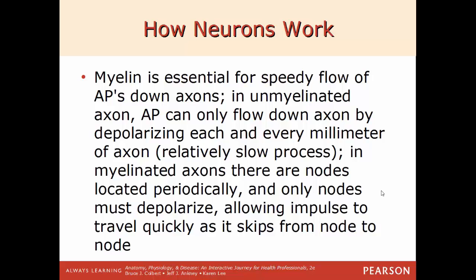In an unmyelinated axon, the action potential can only flow down an axon by depolarizing each and every millimeter of an axon. So you have to cover the entire length of the axon for the information to reach the very, very end of it. Which is still a fast process, but by comparing it to a myelinated axon, relatively slow. In myelinated axons, there are sections called nodes that are located periodically, and only the nodes must depolarize. So what you get is the impulse jumping from node to node to node, which makes the impulse go a lot faster in axons that are covered with myelin.